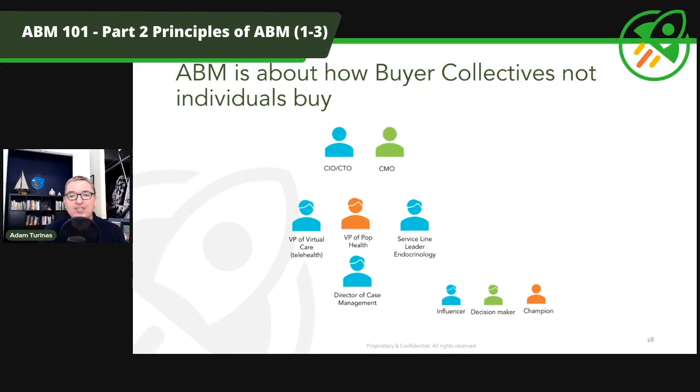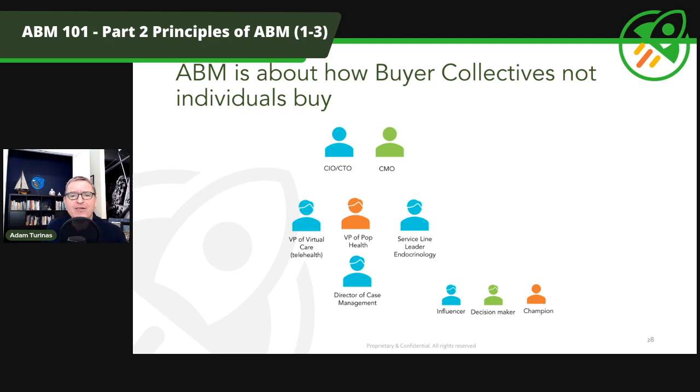There are different names for this. There's buyer collective, which is my favorite term. There's buyer circle, which is another way of calling them. Buying groups, buyer groups. They're all the same thing. It's essentially the stakeholders within an organization who are responsible for making decisions about what to buy.